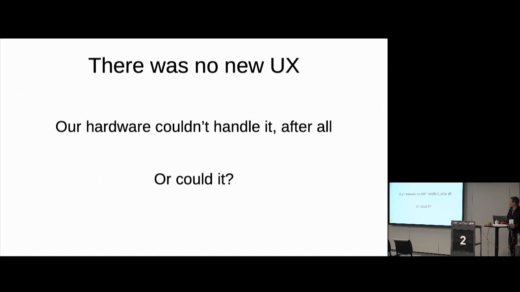So there was no new UX. And by UX, I mean there were no graphics, visuals, or design specs for anything new because our hardware couldn't handle it. No embedded hardware at that time could do what our designers wanted, because only high-end hardware could do it, or could it?